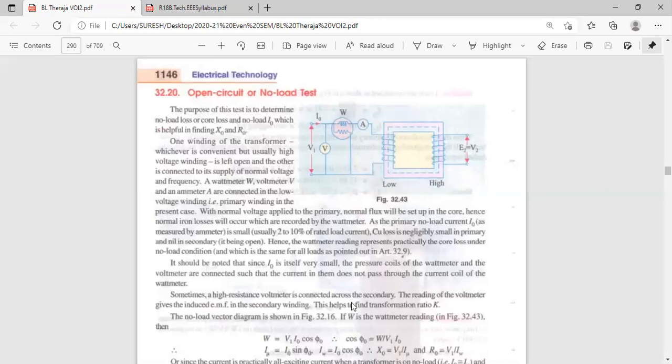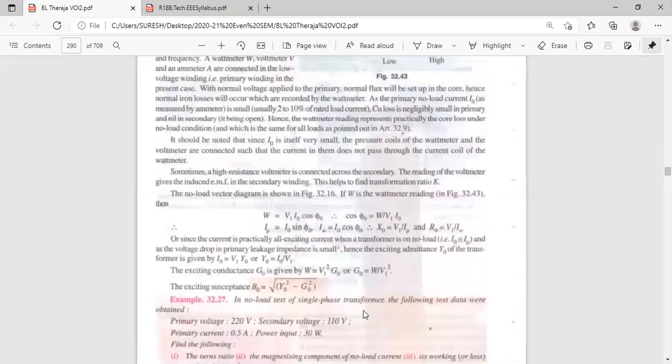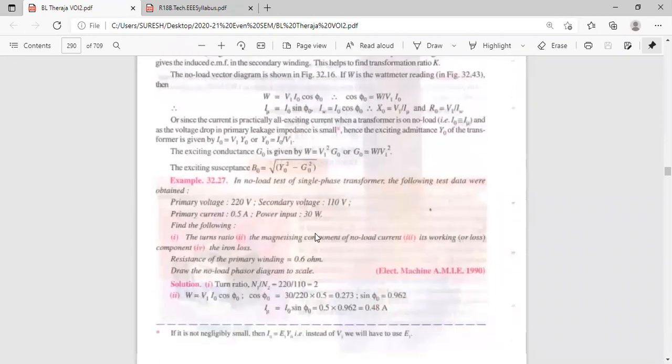That is about the no load test. Already I had discussed the formula also. W1 is equal to V1 I naught cos phi naught. I mu we had discussed, we had done a problem on this also. Magnetizing current, exciting current. Okay. In the previous two classes we had discussed this. That is iron loss determination.